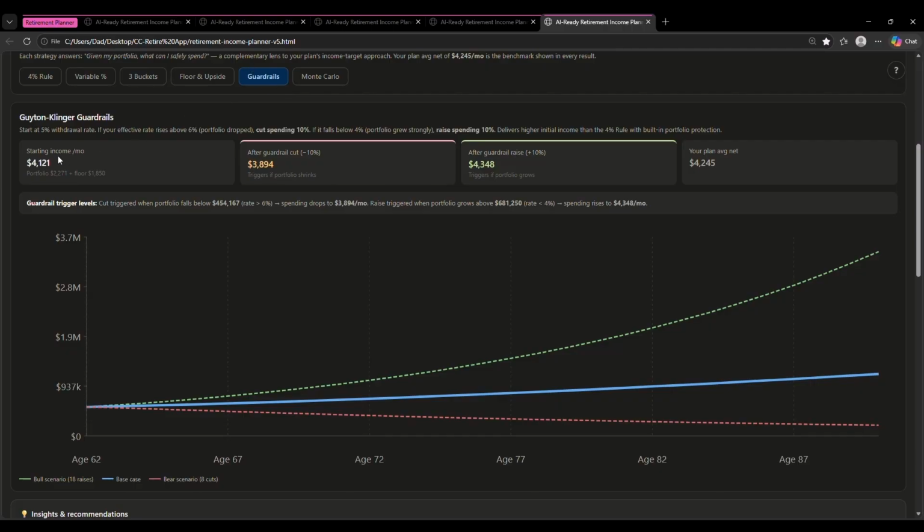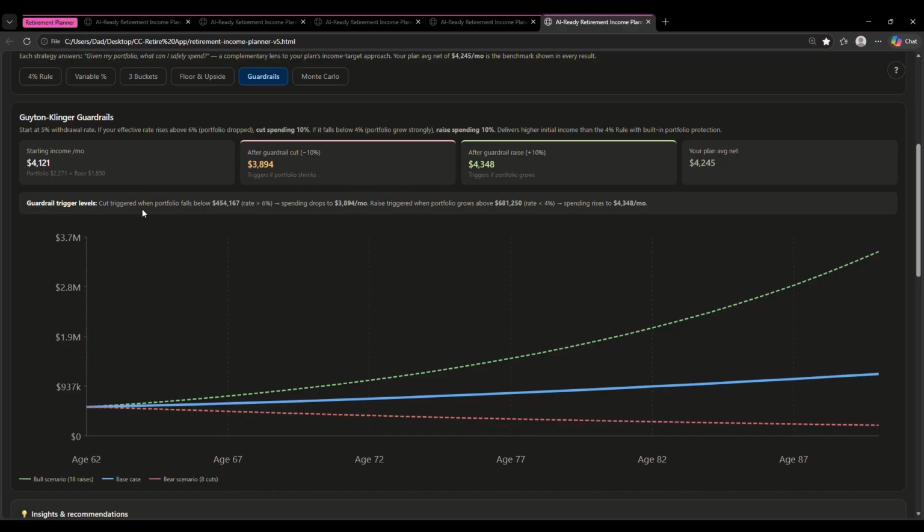So what does this mean in practice? Let's have a look at these metrics here. These 3 income figures actually tell the story, starting with our 5% income here. And then we have the cut scenario, what you'd receive after the maximum guardrail reduction. And then we have the raise scenario, and this is what you'd receive after markets reward you. And then you have your plan average for comparison. And we have an explanation box here that you can read at your leisure.